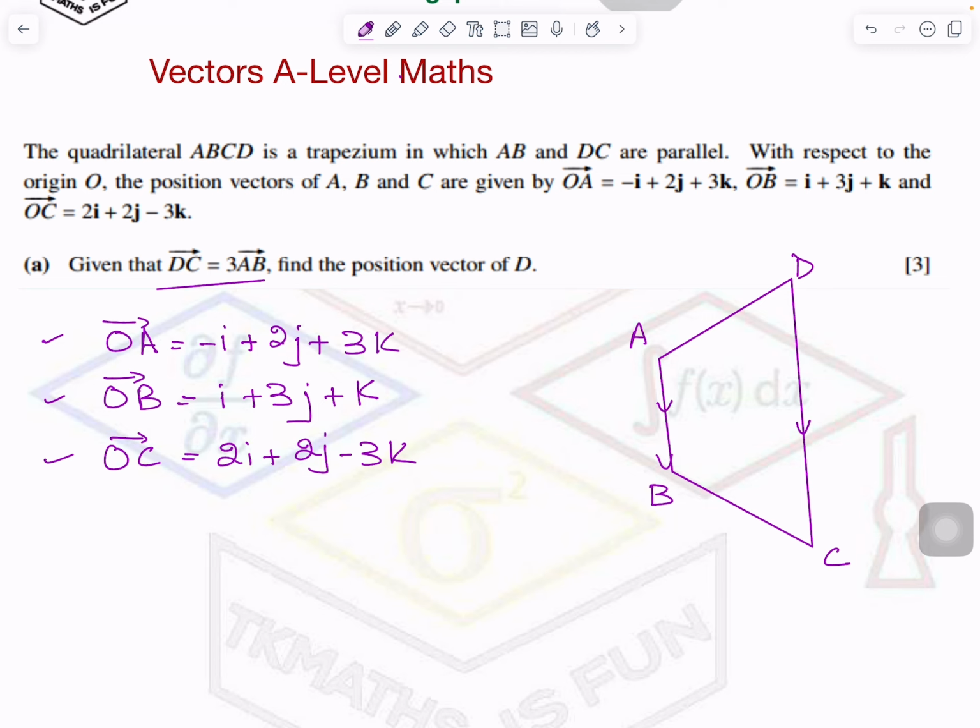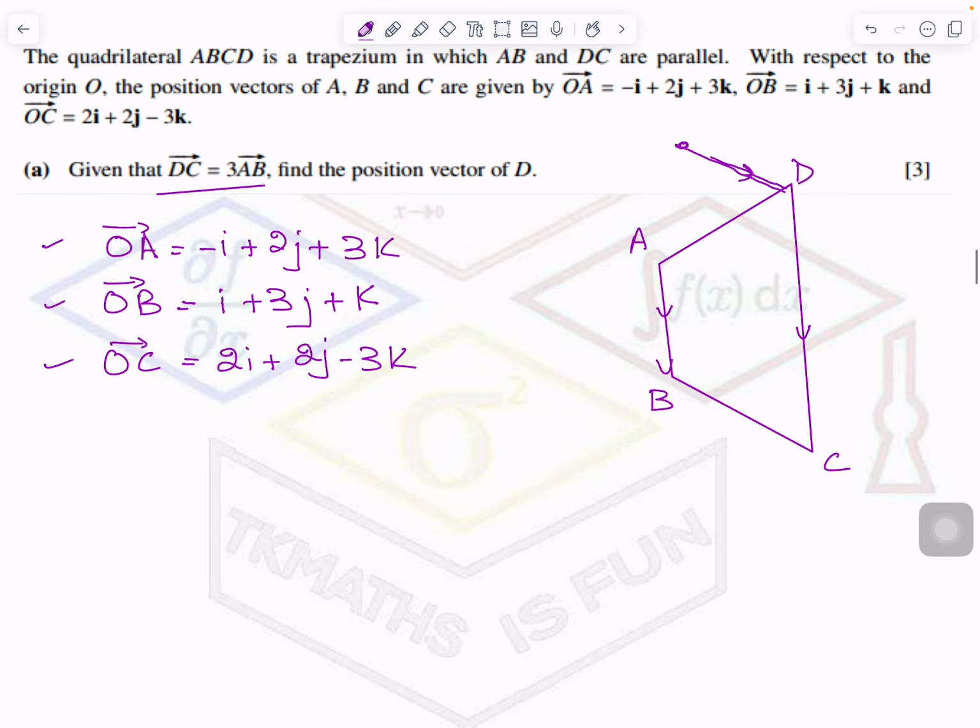I have to find out the position vector of D. Now O is somewhere, for example, O is here, I'm just assuming. So I have to find out vector OD. It has nothing to do with the diagram, but just to give you an idea of what the question is asking. So we will use the given condition, which is DC vector equals 3 times AB vector. And what do we have to find out? Position vector of D, which means OD.